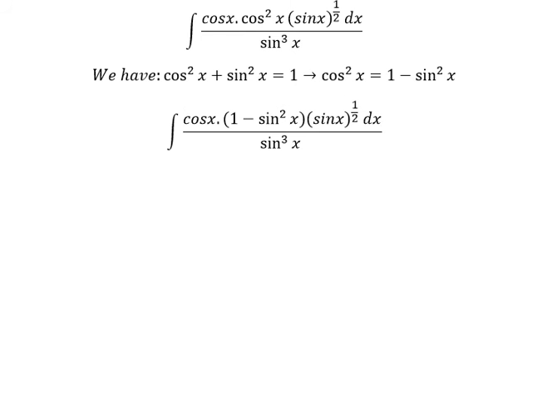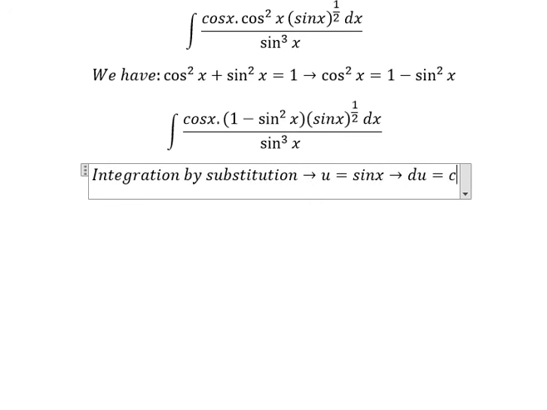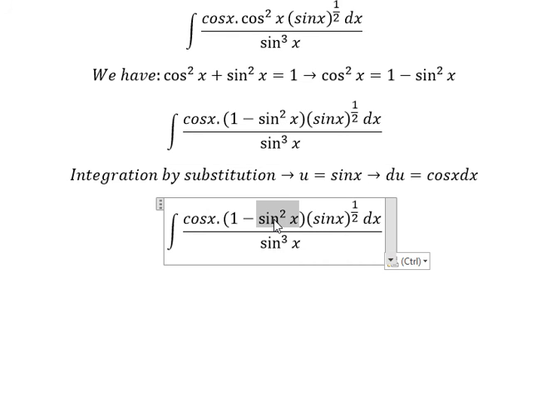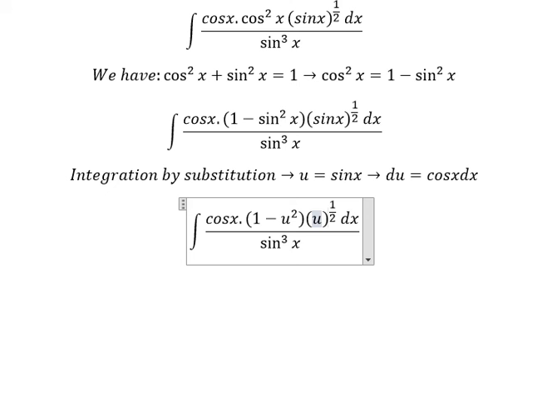And now we can use integration by substitution. So we put u equal to sine x, du equal to cosine x dx. So we change u square in here. This is u to the power of 3. Cosine x dx we change for du.